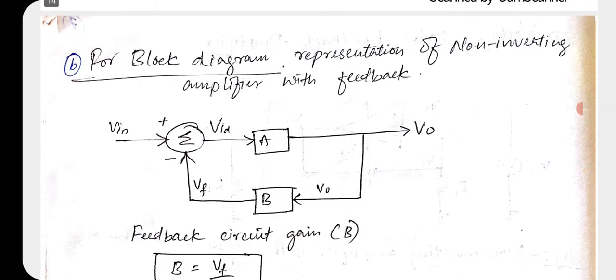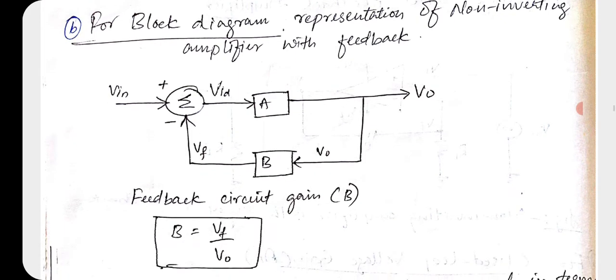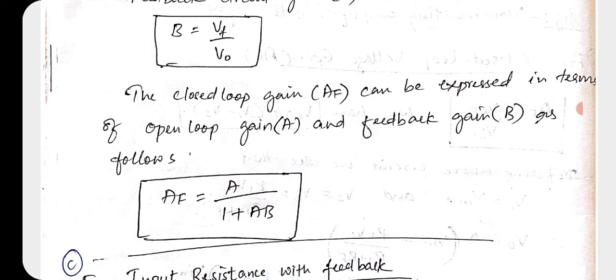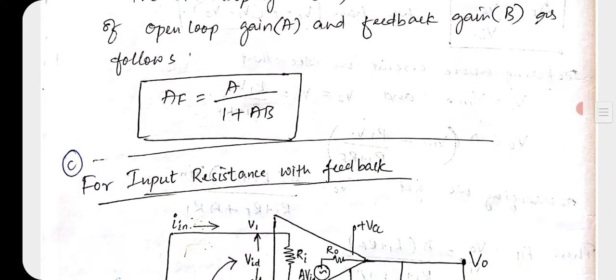Next, the block diagram representation. This is how a block diagram can be represented for a non-inverting amplifier with negative feedback. Okay, where A is open loop gain and B is feedback circuit gain. So AF closed loop gain is also written as A divided by 1 plus AB, where A is open loop gain and B is feedback circuit gain.